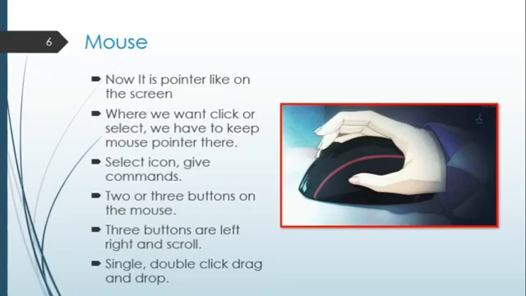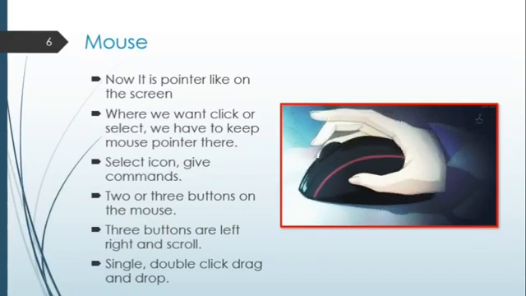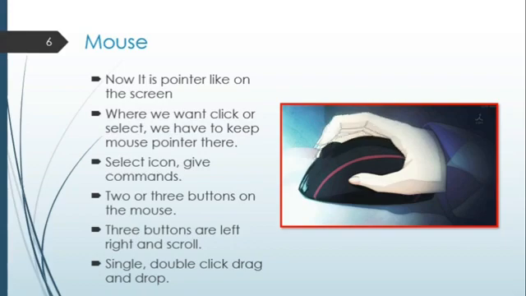Select icons and give commands with 2 or 3 buttons on the mouse. You have always seen in the lab that there are 2 or 3 buttons on the mouse. The 3 buttons are left, right, and scroll. And here are the commands given by these buttons: single click, double click, and drag and drop.